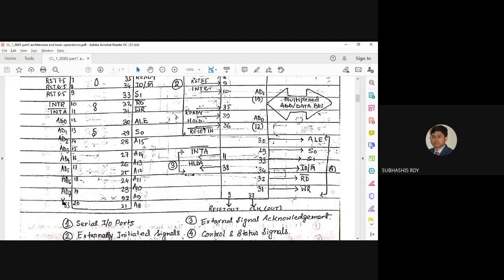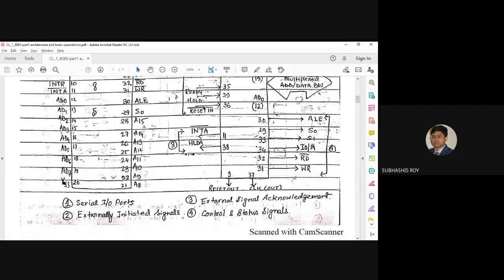Control and status signals. Basically, all these pins are used for controlling different operations or showing different status of the microprocessor. Here you can see ALE, S0, S1, IO/M complement, RD complement, WR complement. All these signals are there, and these are all outgoing signals, meaning the 8085 sends out these signals to other devices or other parts. And pins 3 and 37, these two are the RESET OUT pin and CLK OUT pin. These are outgoing signals for clock out and reset out.